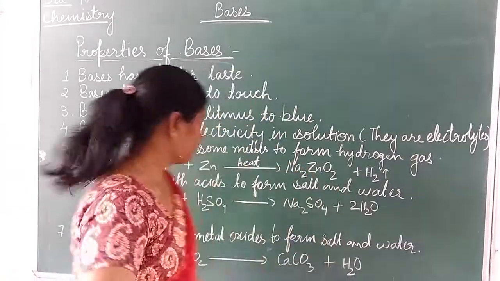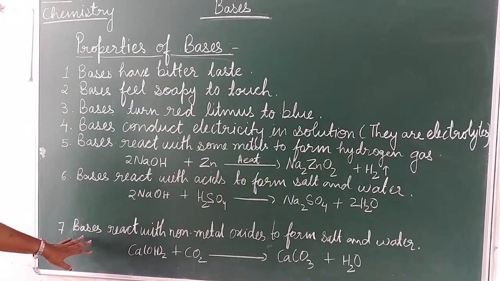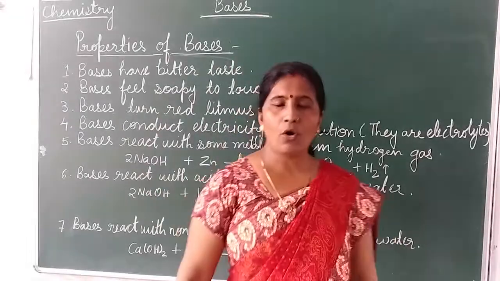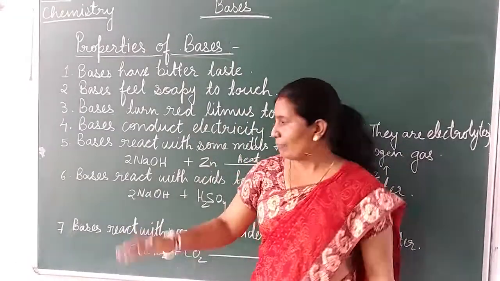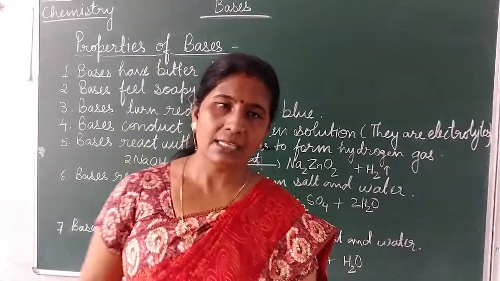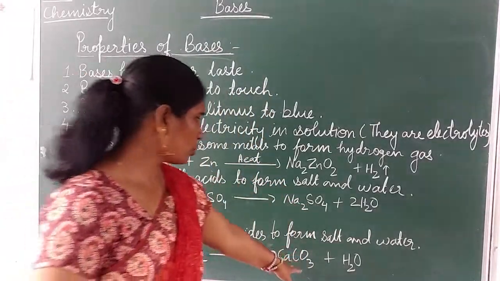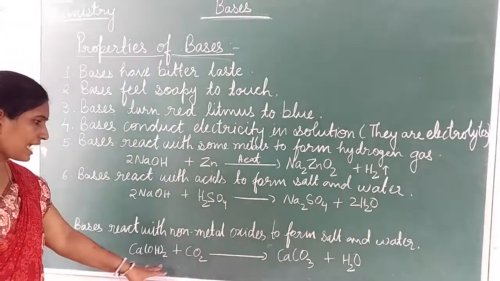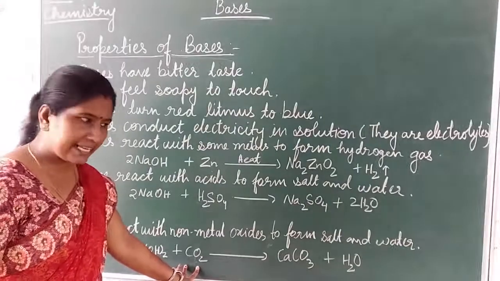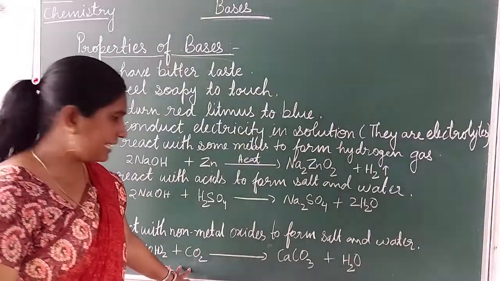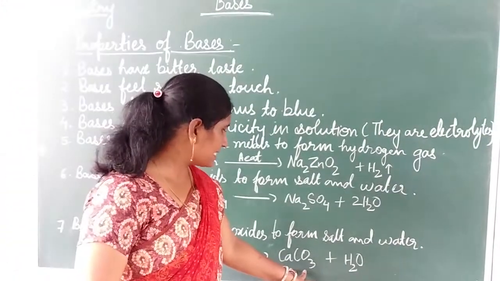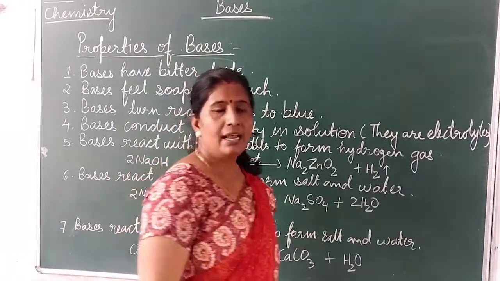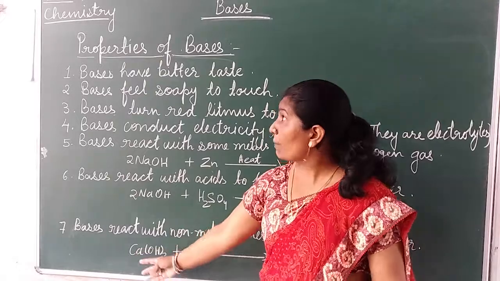Yes, the last point is that bases react with non-metal oxides to form salt and water. Just as with acids, bases also react with non-metal oxides and form salt and water. Here I have written an example. Calcium hydroxide reacts with carbon dioxide. Carbon dioxide is a non-metal oxide, and it forms calcium carbonate and water. So my dear students, these are the seven properties of bases.